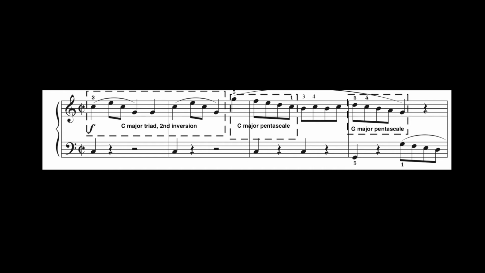So we have a C major triad in second inversion. We have a C major pentascale. And then we have a G major pentascale, and in the left hand, we actually have another C major pentascale. So that is really more like 4 things instead of 25 or 30 things. So that's a good example of what we call simplicity.